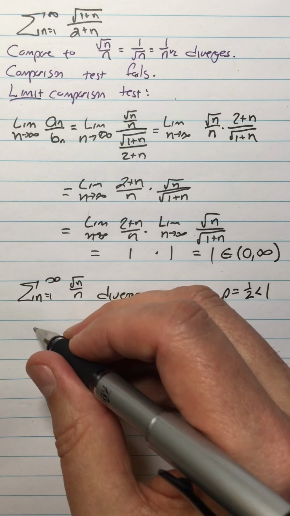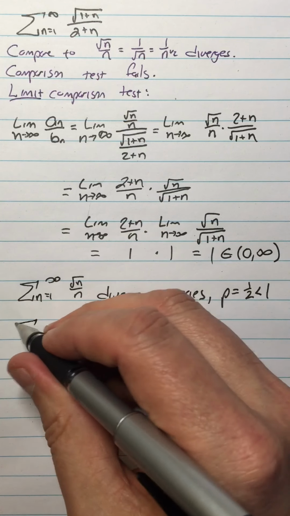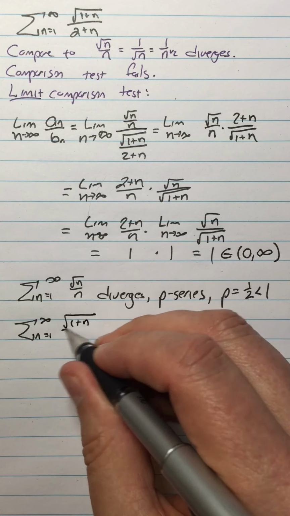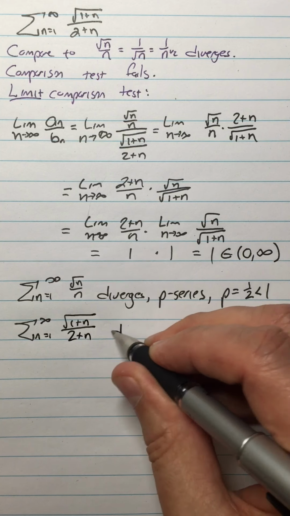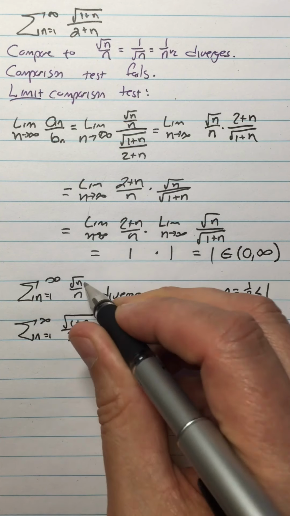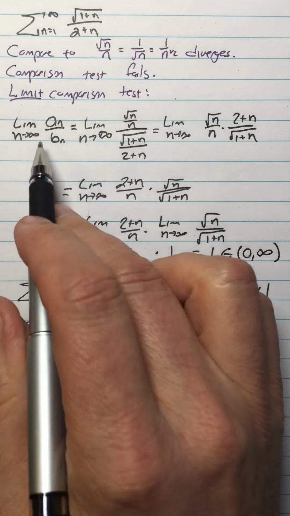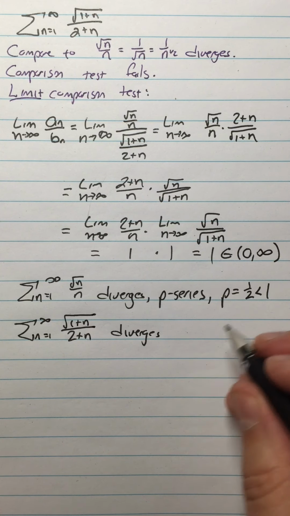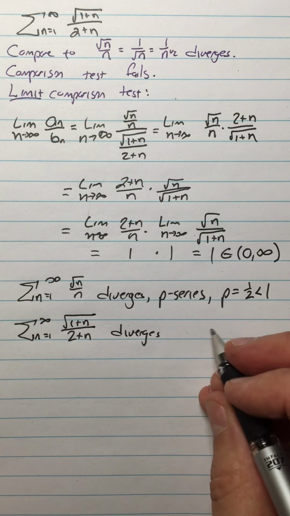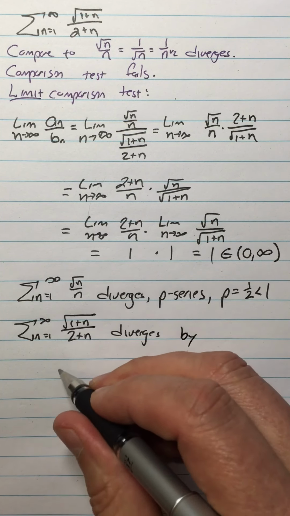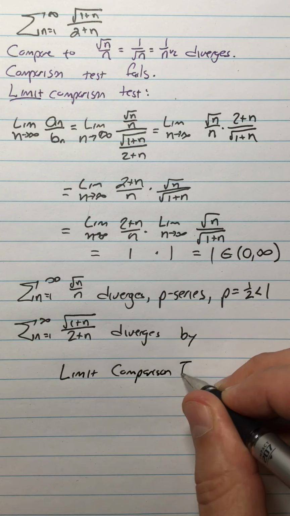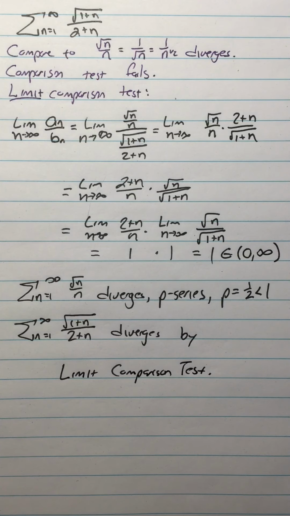All right, and then I get to state my conclusion, which is the sum from n equals 1 to infinity of square root 1 plus n over 2 plus n also diverges. Whatever this one does, that one does. They do the same thing because they are linked by this finite positive limit. Diverges. And then the crucial justification I need here is by limit comparison test. That's the justification.